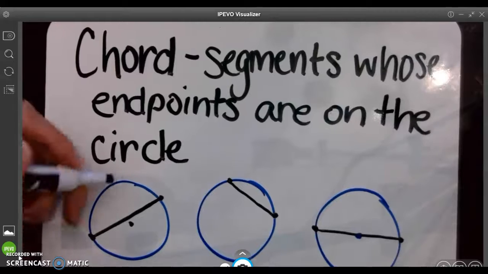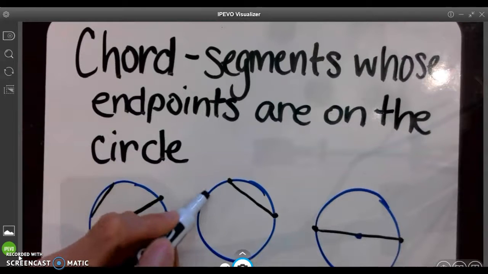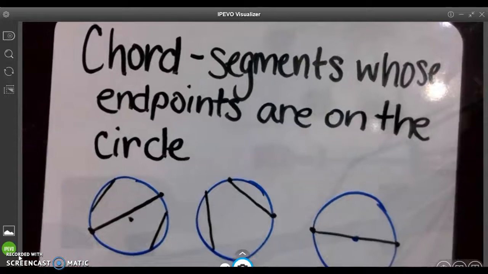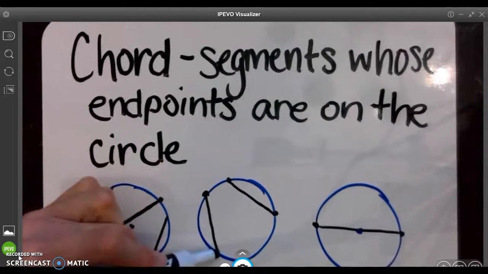So chords really can be anywhere. Like I could put one here. I could put one there. I could put one here. So chords just are a line segment somewhere in the circle that has both endpoints on the circle.